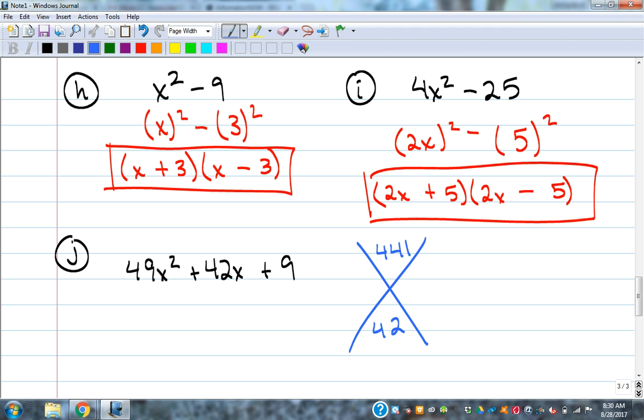I wonder what the square root of 441 is. You might know. You've got a calculator, use it. 21. Oh. 21 times 21 is 441. What's 21 plus 21? 42. Okay. Using those clues and some number sense, that's what I'm trying to impart to you here.